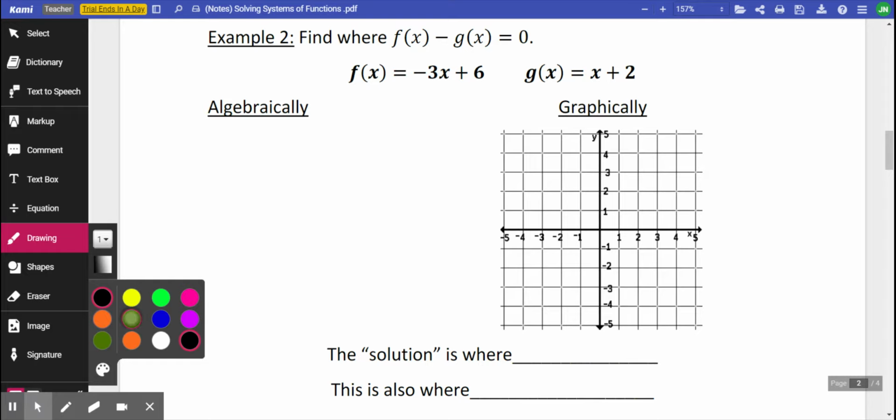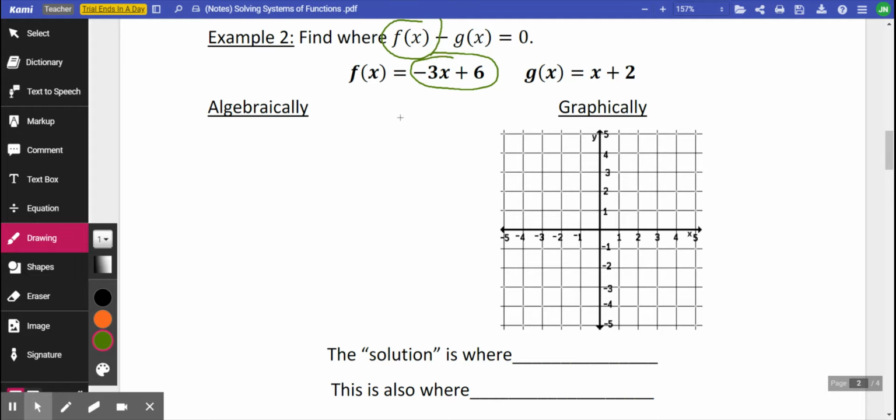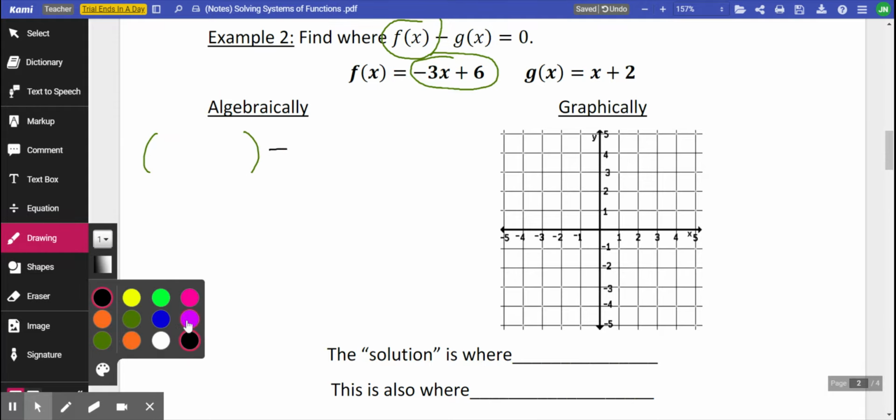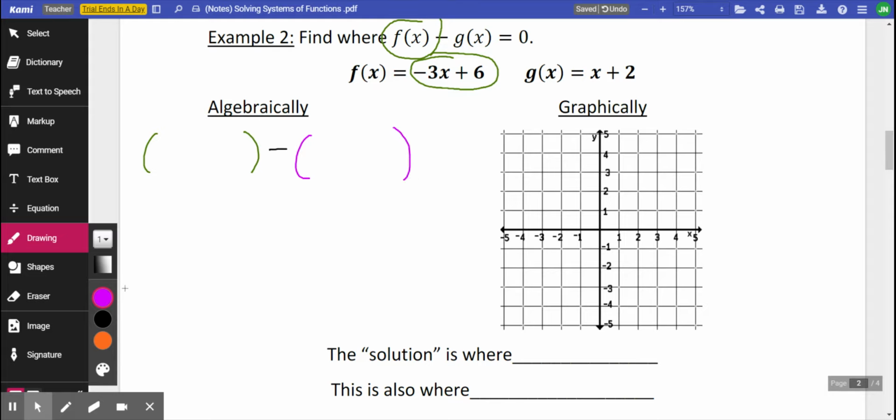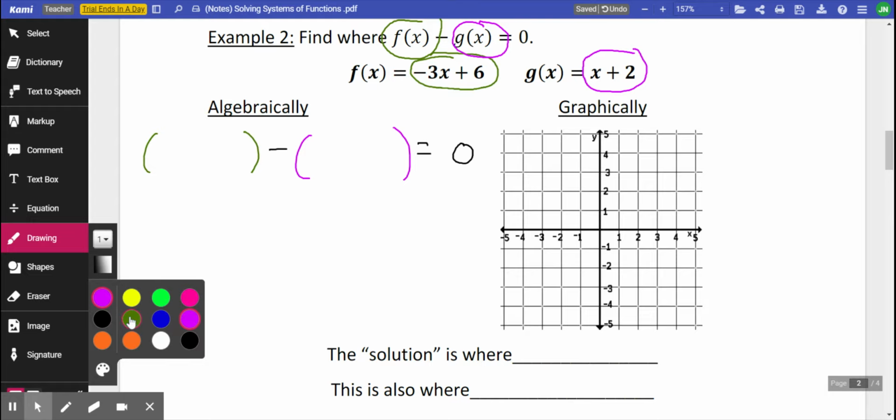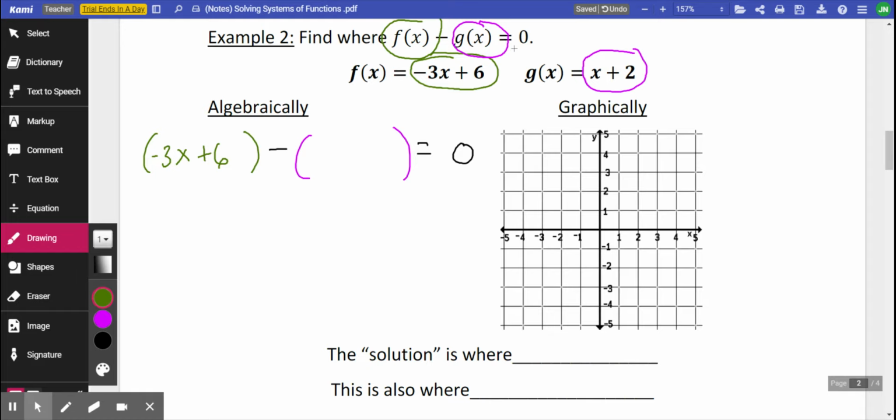So let's say I don't know anything about anything. I know that f of x is equal to this, so I'm going to plug it into the equation that I have there. It's going to be f of x minus g of x, and then I'm going to set that equal to 0, as the original equation states. Now, instead of f of x, we have the equation negative 3x plus 6, so I'm going to write here negative 3x plus 6. And instead of g of x, I'm going to have the equation that they give me, which is x plus 2.